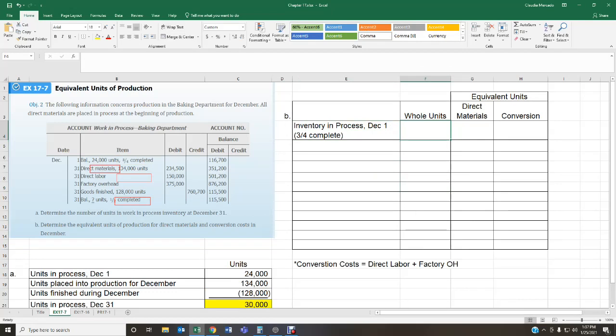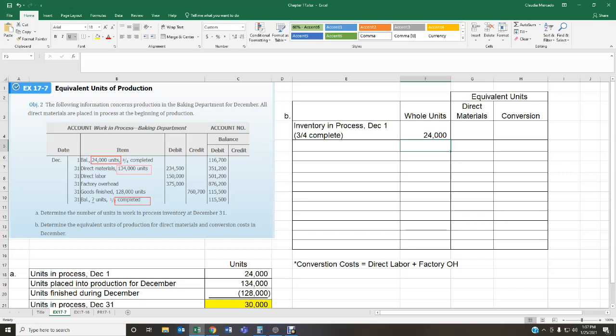So, our beginning inventory. How many units do we have? I can just remove it, relocate. So, how many whole units did we have for our inventory in process at the beginning of the month, December 1st? Well, we had 24,000 units that we had in our inventory in process.